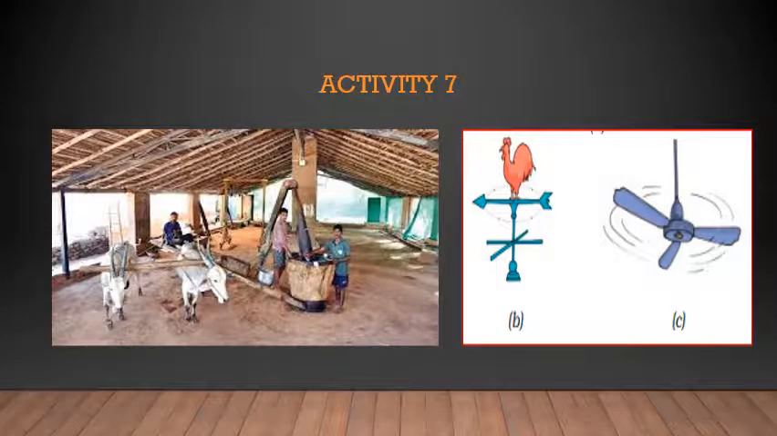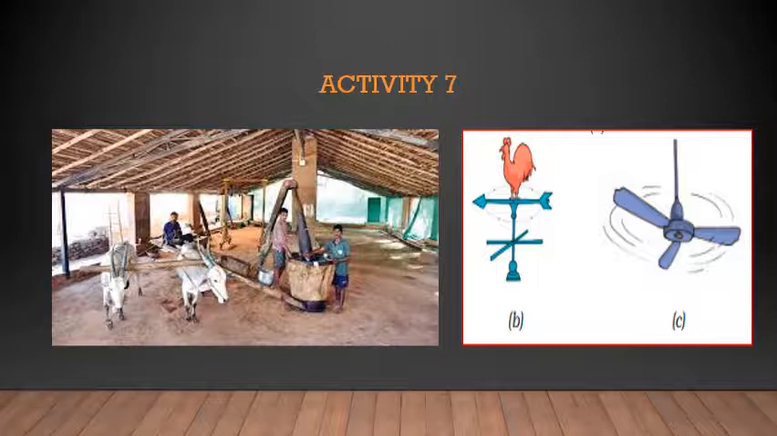Next, there is one activity, activity 7. Take a stone, tie a thread to it, and whirl it with your hand. Whirl means rotate it on your hand. Okay. Observe the motion of the stone. We see that the stone moves along a circular path. In this motion, the distance of the stone from your hand remains constant, isn't it? This type of motion is called the circular motion.